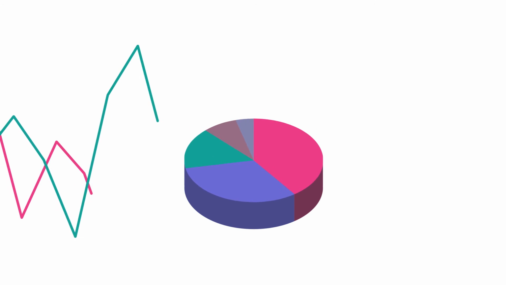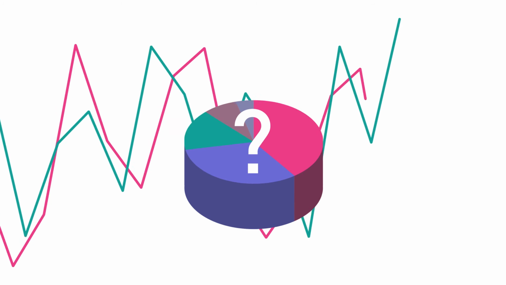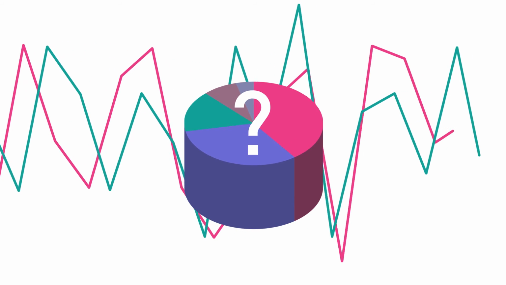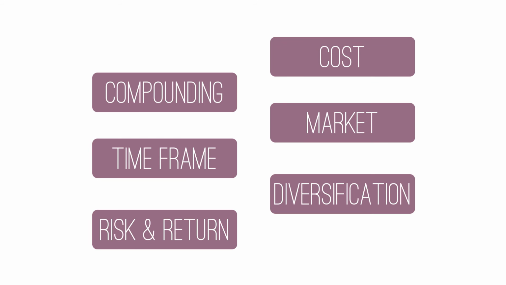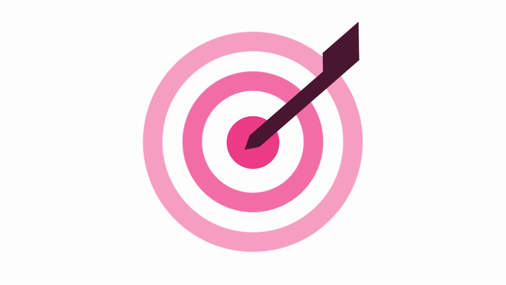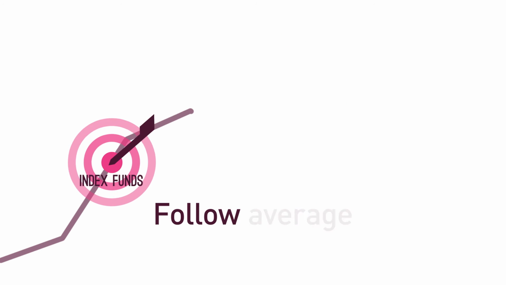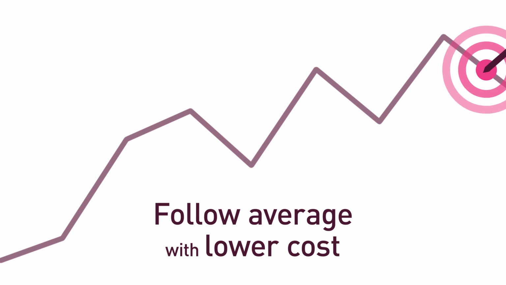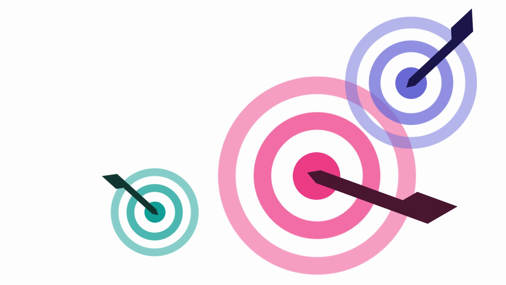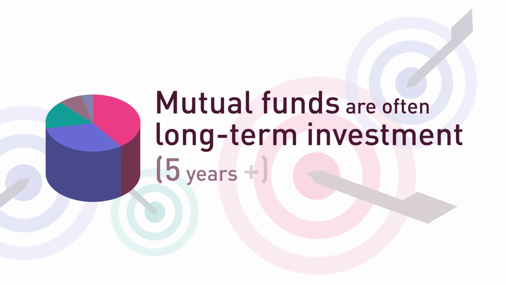Finally, remember that the financial market is unpredictable, and it's impossible to predict future performance of a fund with absolute certainty. Fundamentally, it's important to understand investment basics to develop your investment strategy and stick to it. For example, some investors use the couch potato strategy by purchasing index funds, which follow the market average return with lower cost. There are many other such strategies, but you must rationalize your choices when buying a mutual fund, since it is a long-term investment.